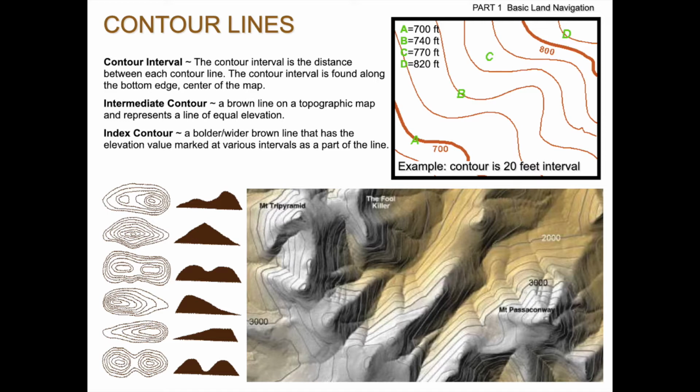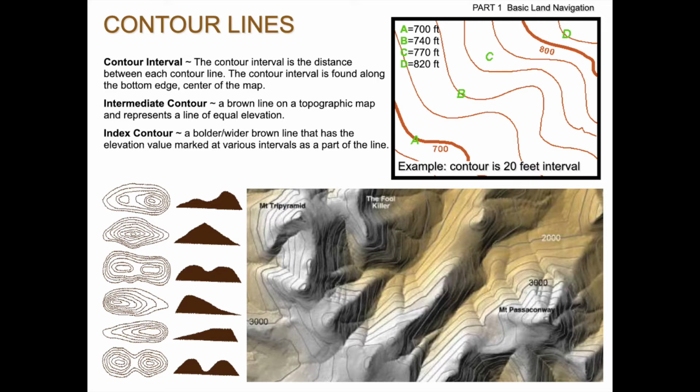So we can go through some of these examples here. So A, down in the bottom left, is marked 700 feet. And then we got letter B is 2 intermediate contours later. That's going to be 740 feet, right? So the interval is 20. It's right on the line, and so we're going to count 20 for that first line, and then 20 for the second line. And math's easy, 740 feet.